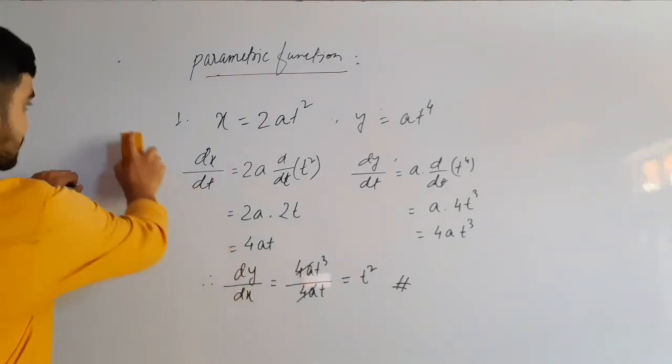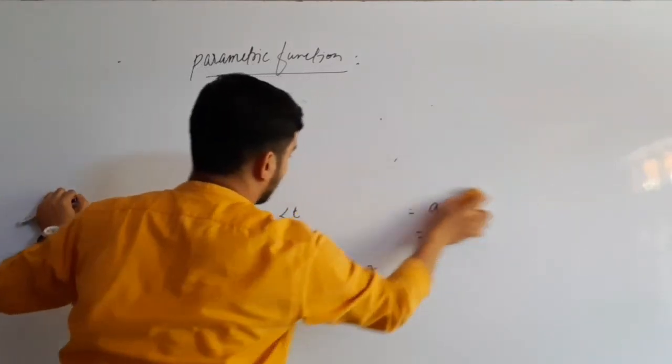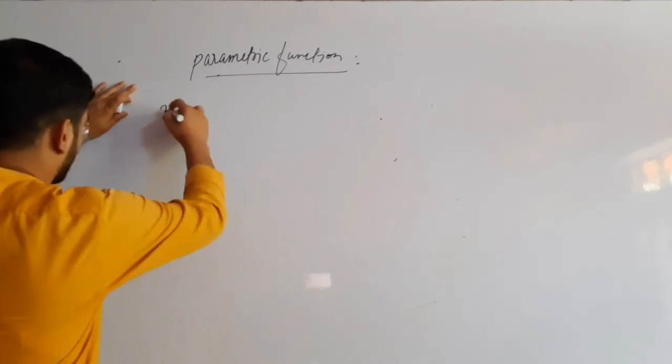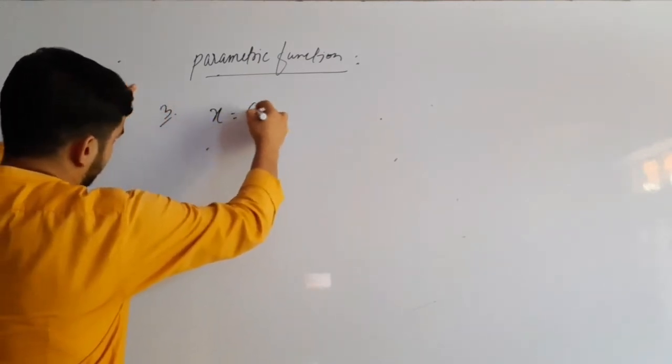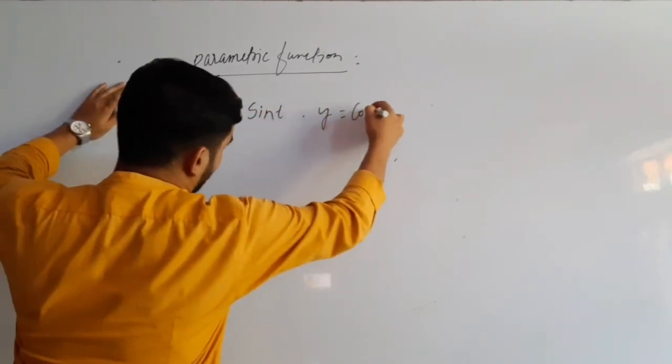We have to find dy by dx. Question number 3: x equals sin t and y equals cos 2t.